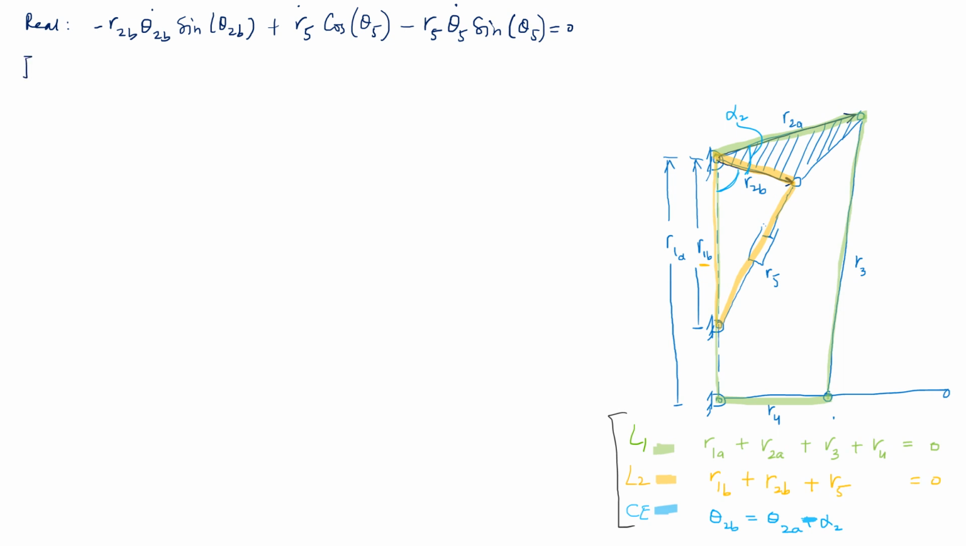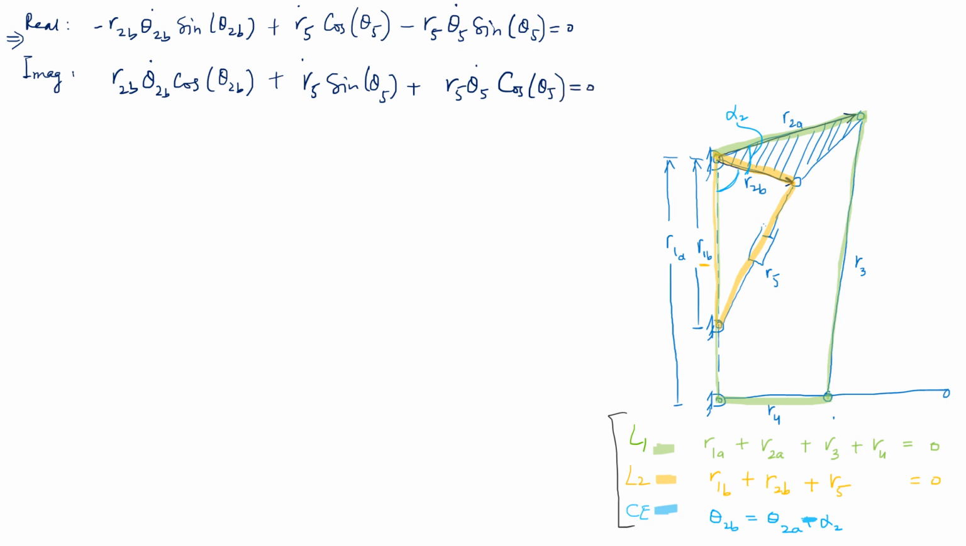And similarly the imaginary part is going to be constructed in a similar fashion. This is going to be R2b theta 2b dot, then you have cos of theta 2b, added with R5 dot term, but now over here you have the sine of theta 5, then you have added with that R5 theta 5 dot cos of theta 5 to be equal to 0.